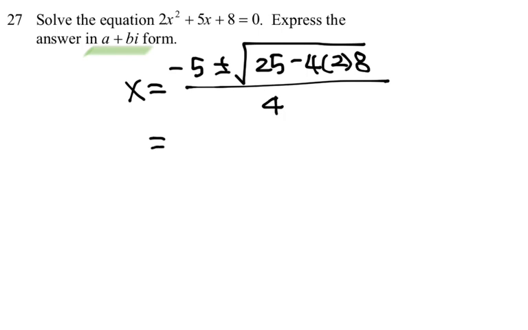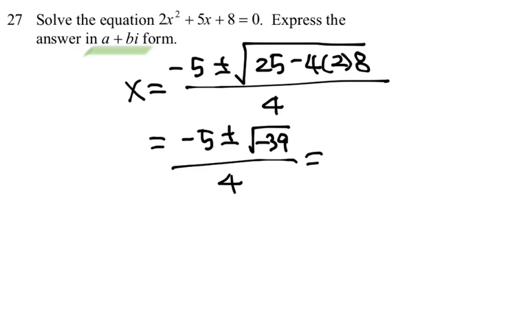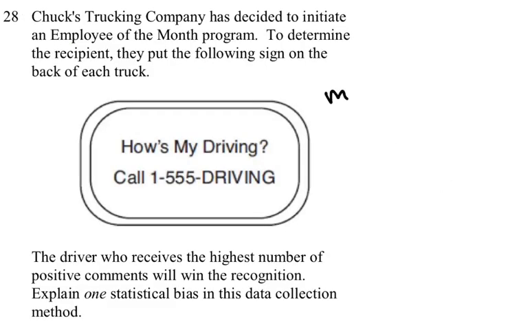Now, let's try to clean this one up a little bit. -5 plus or minus, when you combine within the radical, we get -39, divide the whole thing by 4. But since they want you to write it in a plus bi form, we need to separate this one. -5 over 4, plus or minus i, because we have the square root of a negative number, and square root of 39 all over 4 as well. Alright, so that's how we can do number 27. Number 28.